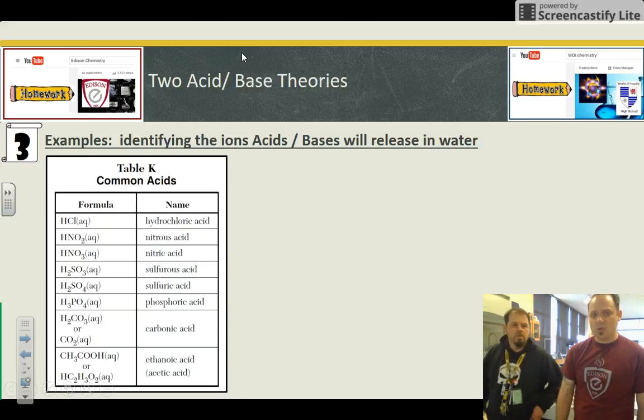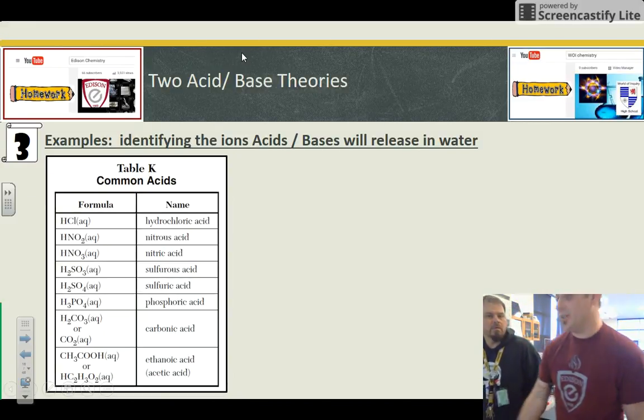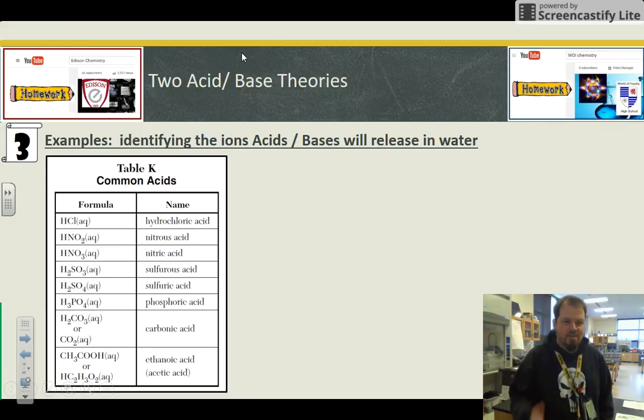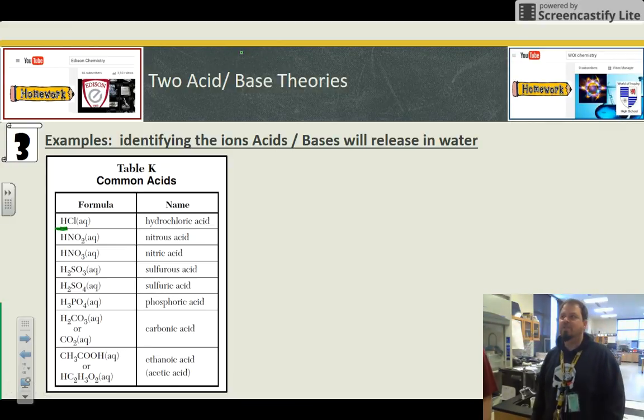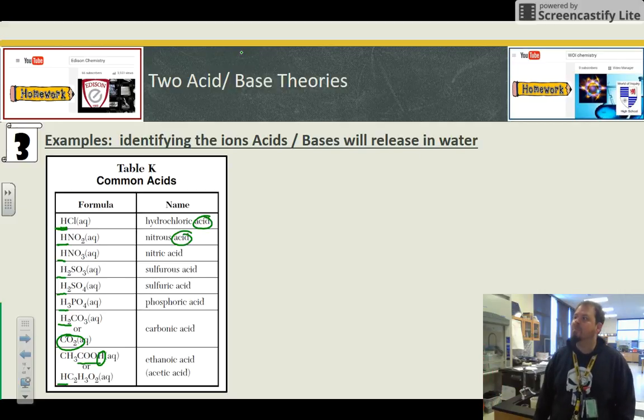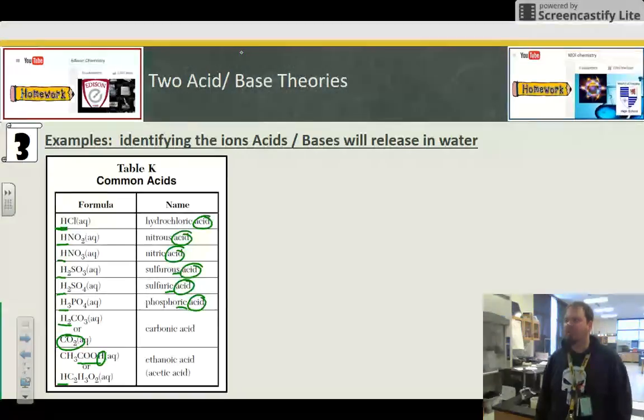Let's do some examples. Turn to table K, common acids. I want you to notice something really simple: look at what they all start with. They all start with H. In that recap of Arrhenius, most of them do. There's two exceptions. One ends in an OH, and you think that it might be a base, but it's not. And then look at their names. They all end in acid. So that's part of the naming structure: ic acid or ous acid.